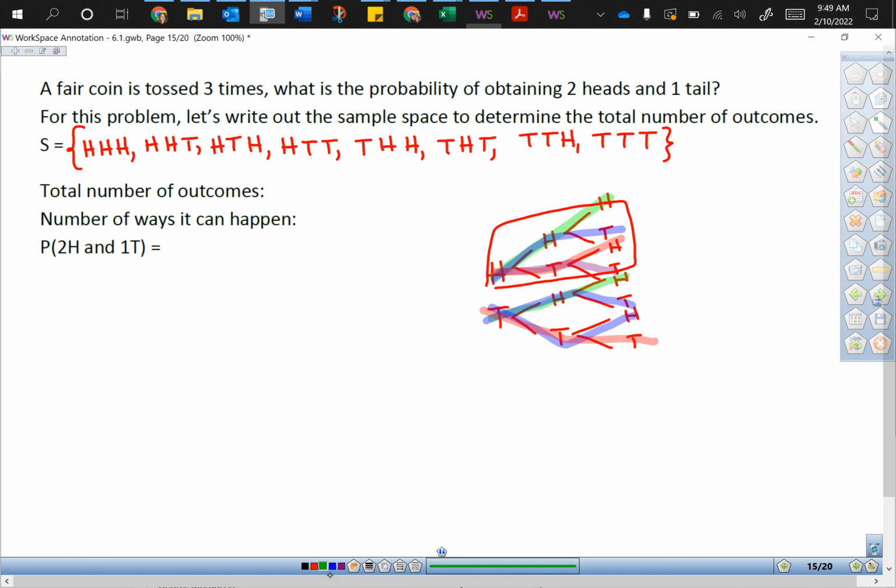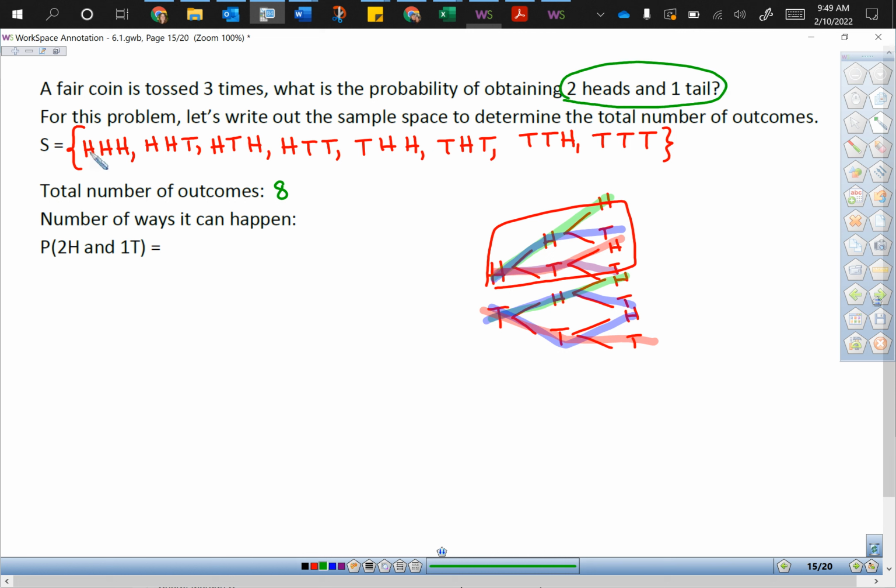So can you tell me how many possibilities of outcomes you could get? What is the size of my sample space? 8. There are 8 possibilities when you toss a fair coin 3 times. Now, that would be under my total number of outcomes. But next, we want to know the number of ways it can happen. So they wanted to know what is the probability of obtaining 2 heads and 1 tail.